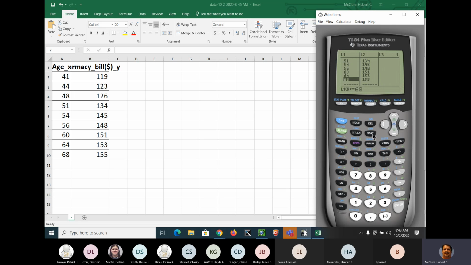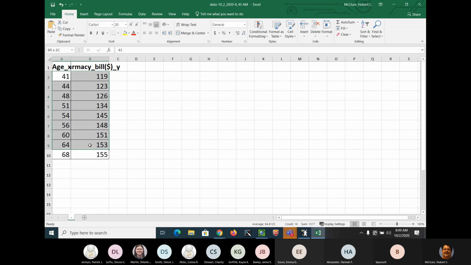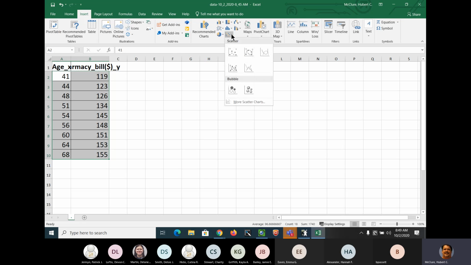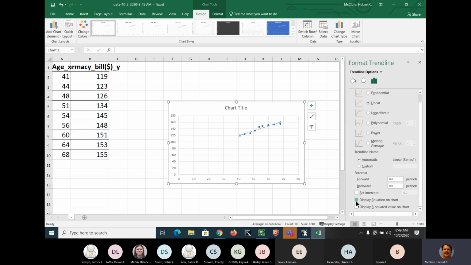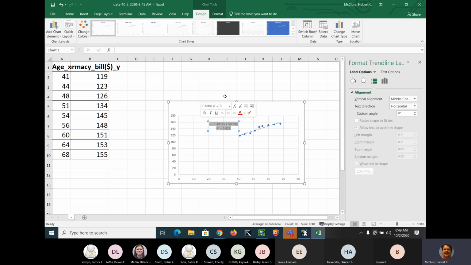So anyway, hit STAT, Calculate, and Linear Regression. Make sure your diagnostic is on so you don't cut off your R, and there it is. Over here, I'm going to hit Insert. There we go. Add trend line. Display R. Move that over here. Make it bigger.